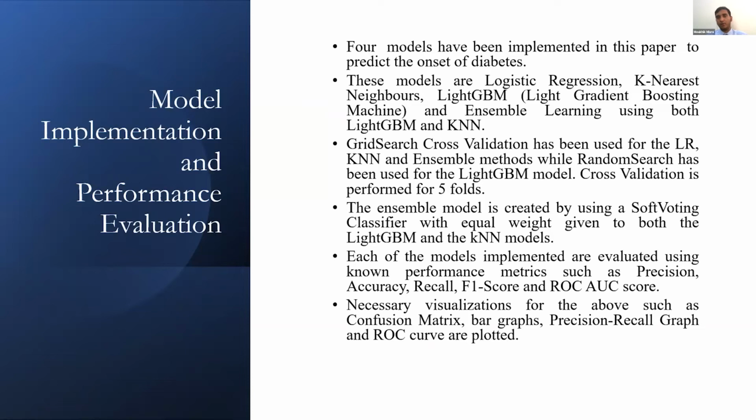For hyperparameter optimization, we've used grid search cross-validation for 3 of the methods, while for light gradient boosting machine, we've used random search technique. I'll come to why we've used random search a little later. So we've used soft voting classifier by giving equal weight to both the LGBM and the KNN models.